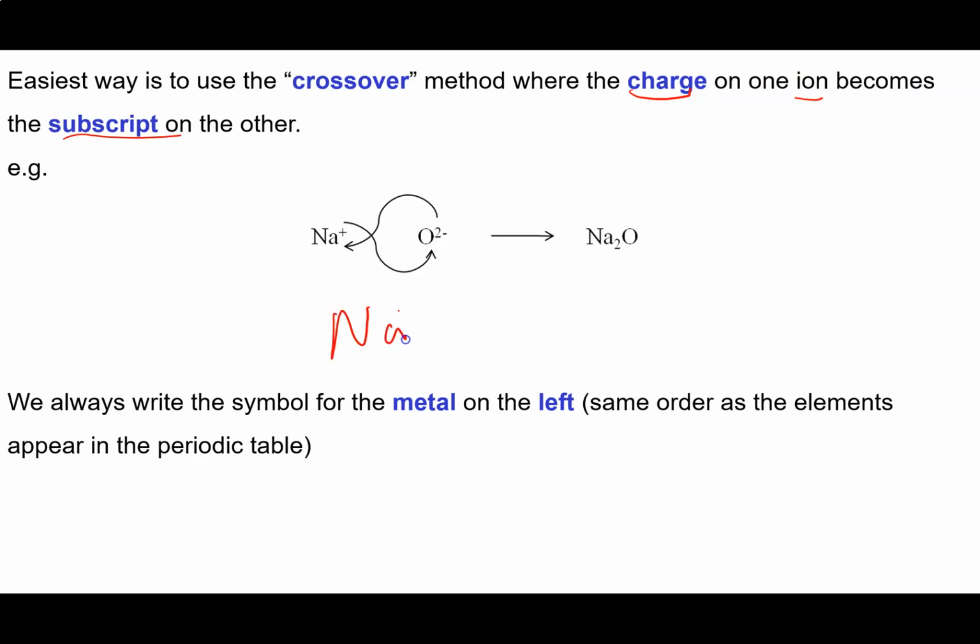So here we go, Na+ combining with O2-, we bring the size of the charge on the oxygen down to the sodium, and the size of the charge of the sodium down onto the oxygen. So this is telling me that I need 2 sodiums and I need 1 oxygen. So here's my formula for the compound. Now, as I mentioned previously, we always write the symbol for the metal on the left, same as the order of the elements in the periodic table, always have the metals on the left.